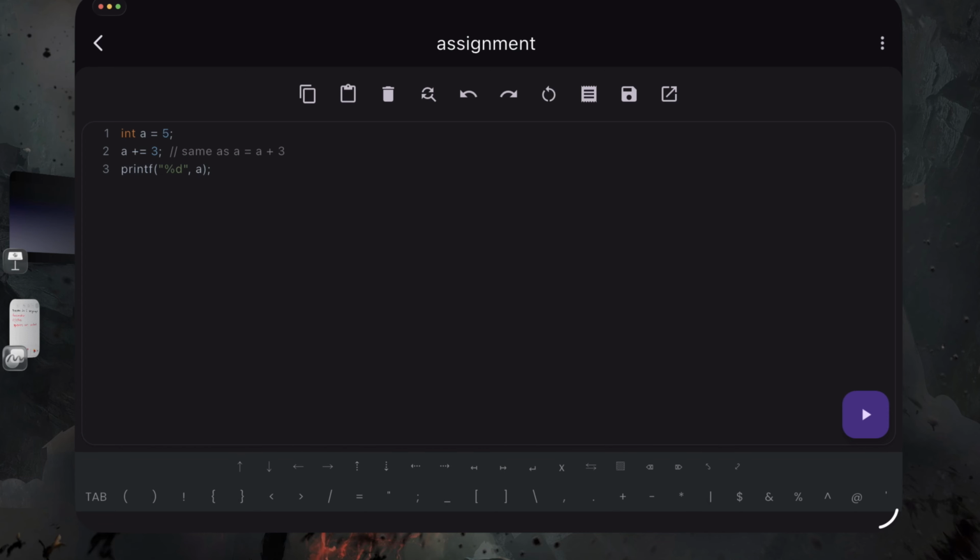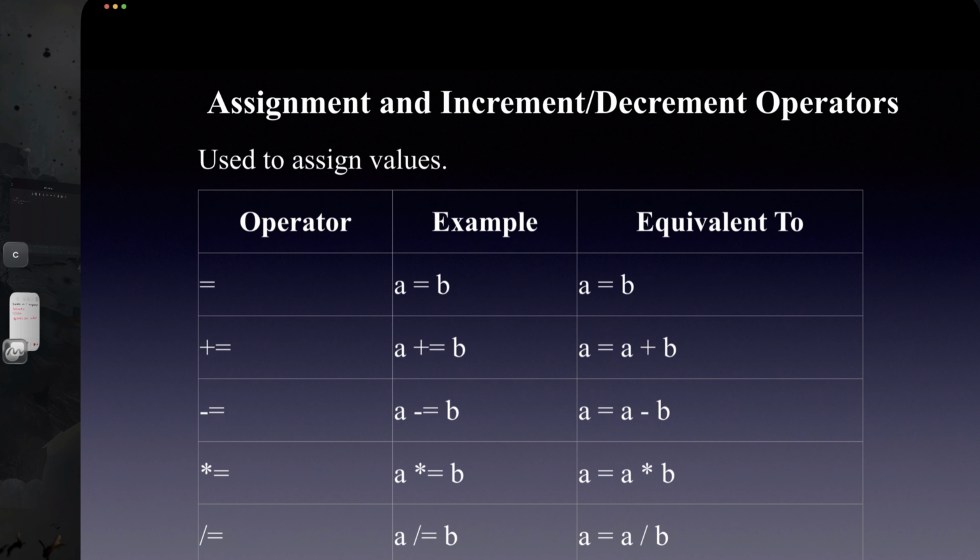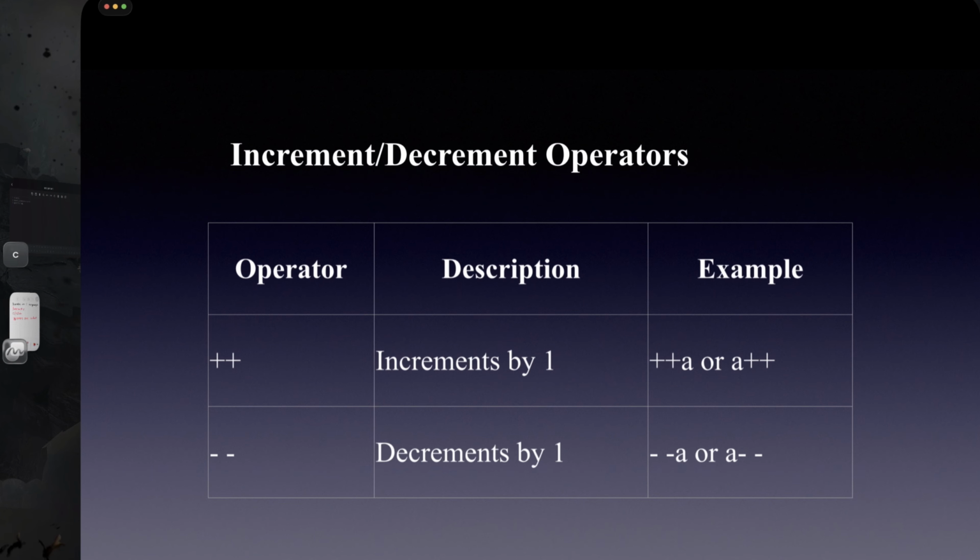Next we discuss increment and decrement operators. Increment and decrement operators are used to increase or decrease the value of a variable by 1. Plus plus A or A plus plus increases the value. Minus minus A or A minus minus decreases the value.